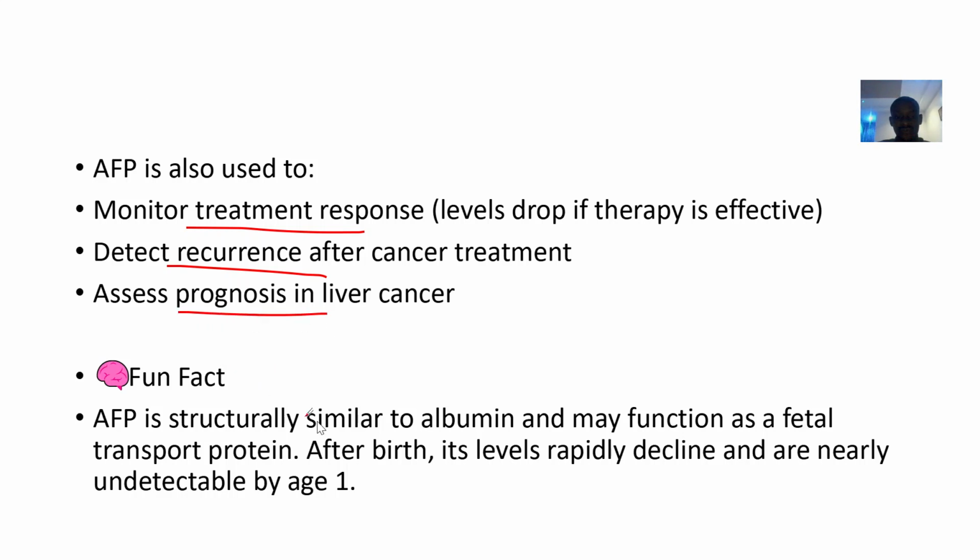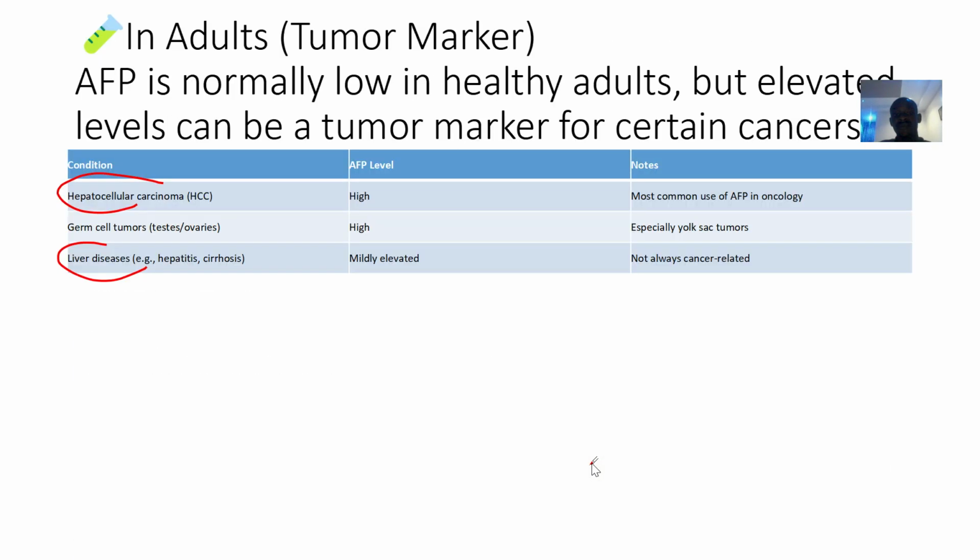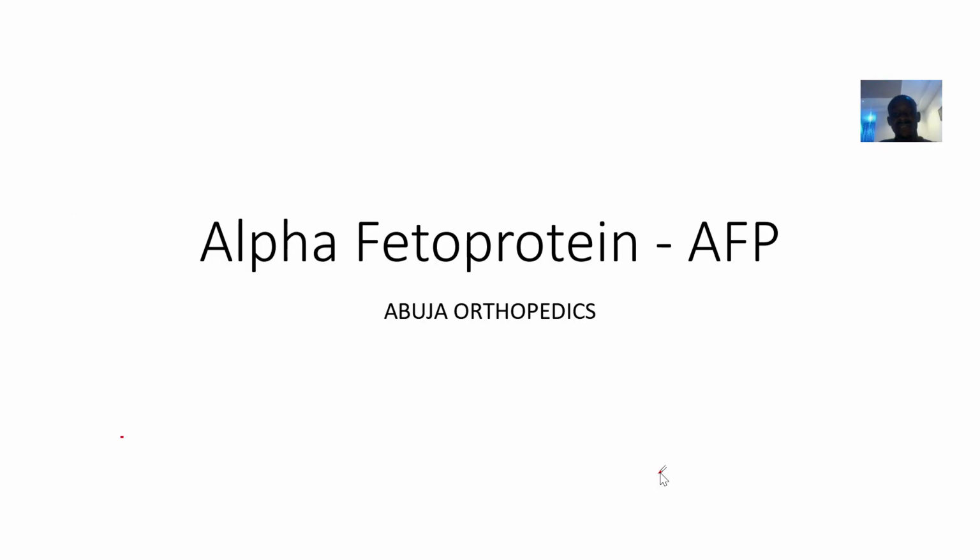Right. So fun fact, it's structurally similar to albumin and may function as a fetal transport protein. After birth, its levels rapidly decline. Normally, it should decline. If you find it rising in an adult, you can suspect all those disease conditions that we listed.